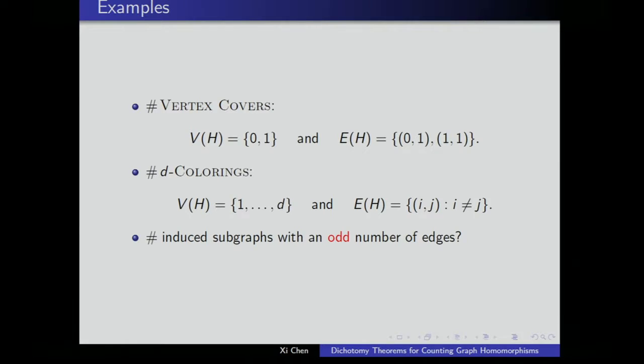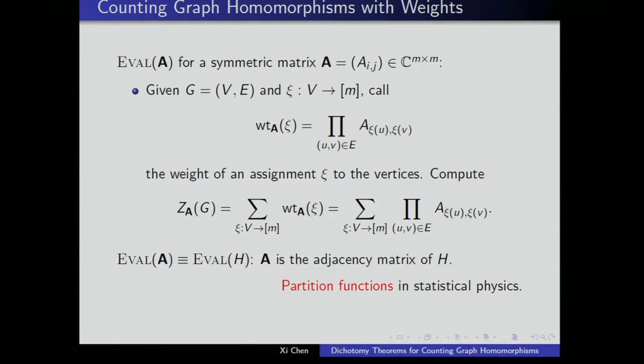Now for this problem I mentioned earlier, counting subgraphs with an odd number of edges, it's not clear how you can express this problem as Eval(H) for some fixed graph H. But it turns out that you can express it by generalizing this counting problem to graph homomorphisms with weights. Okay. So more generally, given any symmetric matrix A, we use Eval(A) to denote the following problem. A is a symmetric matrix, and for now, let's assume that entries of A can take the most general complex values.